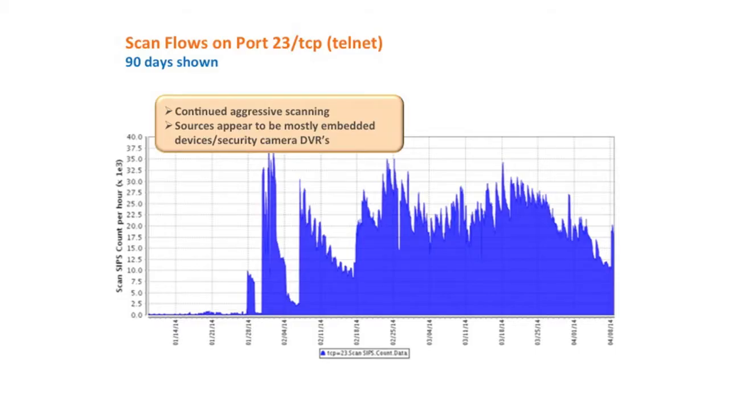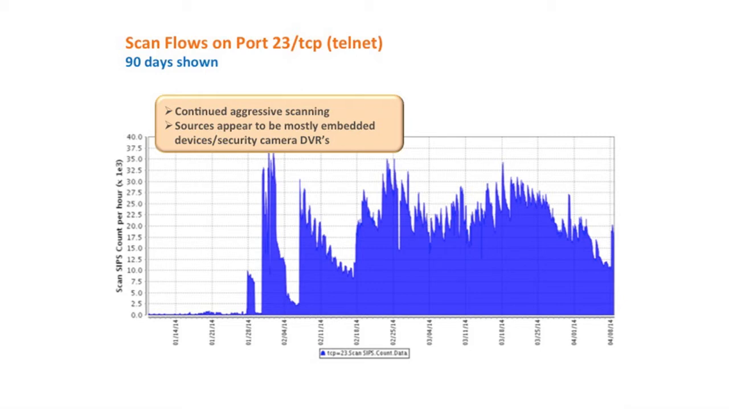The first one I want to talk about was 23 TCP Telnet. We've discussed this over previous episodes. This is just a continued look at what's been going on here. It's pretty much consistent. It's gone down slightly over the past couple of days, maybe the past week. We've attributed a lot of this activity to embedded devices, security camera DVRs, as well as other types of embedded devices. The sources scanning for this, even though they're those types of devices, are different than the ones scanning for 5000 TCP. So it's different sources, but the same type of devices.